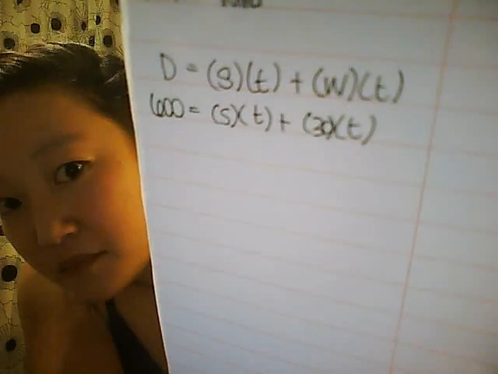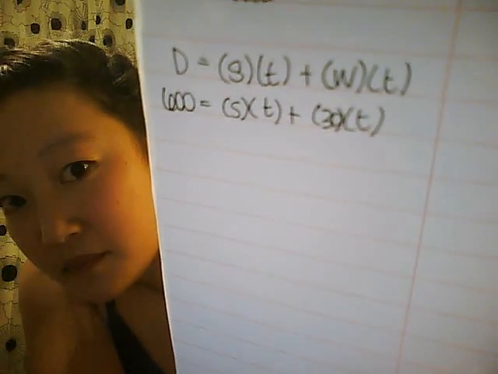So in this case, we know that the distance is equal to 600, and that equals the speed of the airplane s times time, which we don't know how long the plane's flying for, plus the wind speed, which is 30 times time. So we get 600 equals st plus 30t.